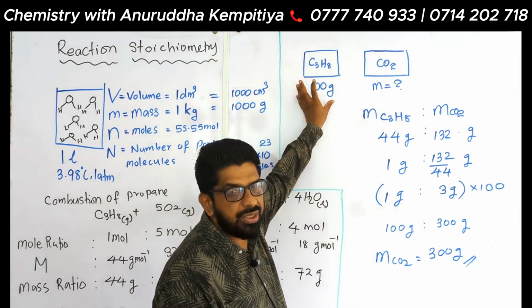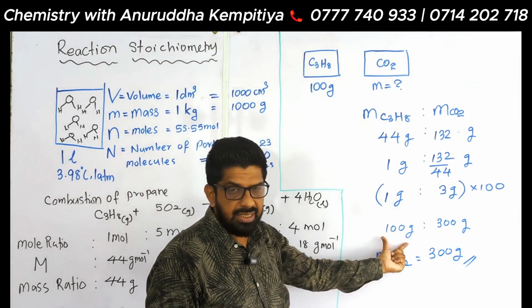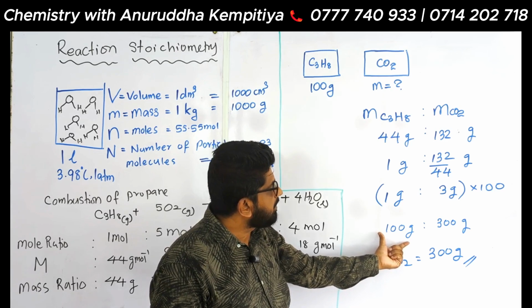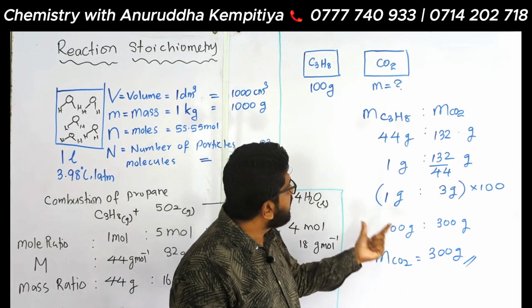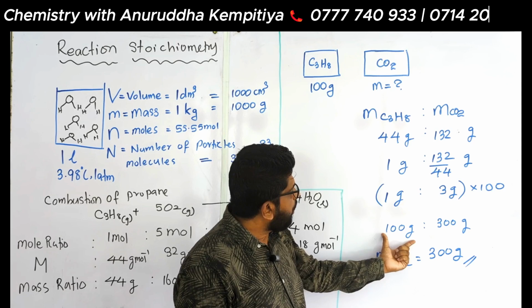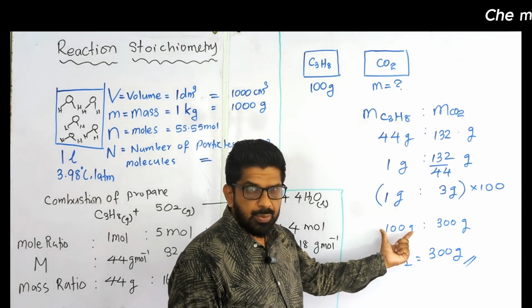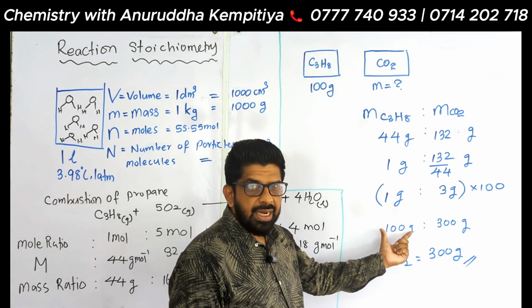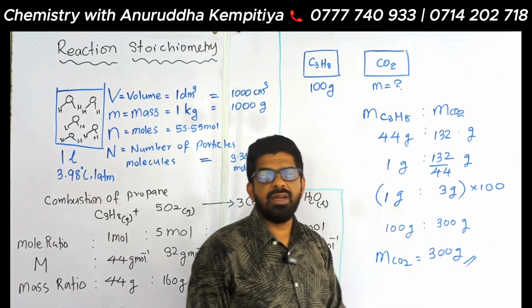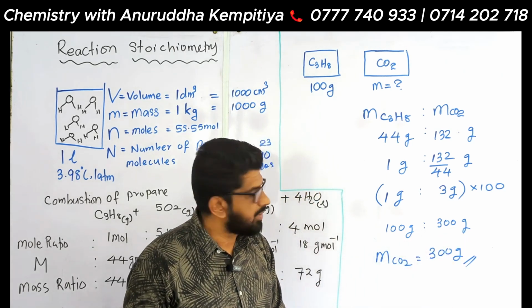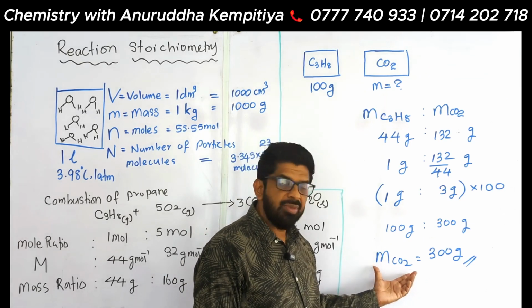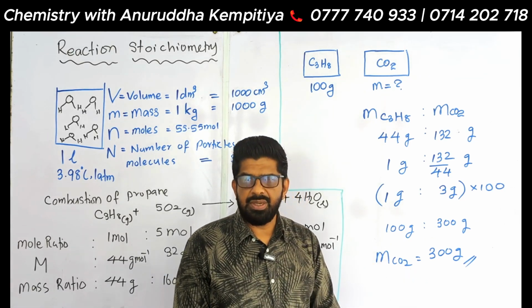Then this is the quantity given to me, that is here. Then this tells us if I use 100 grams of propane, I will get 300 grams of carbon dioxide. So the answer is mass of carbon dioxide is 300 grams.